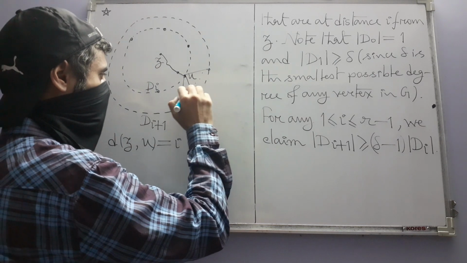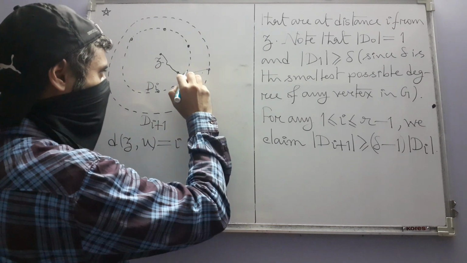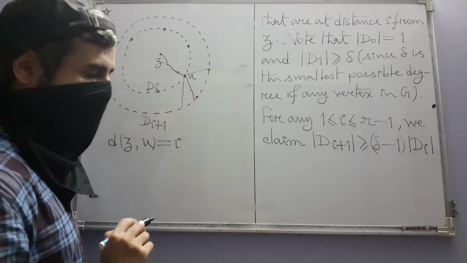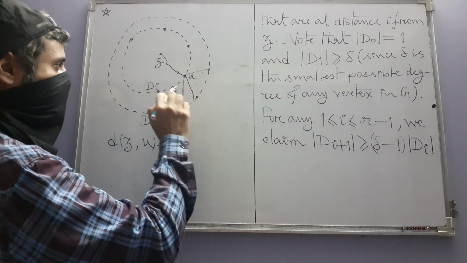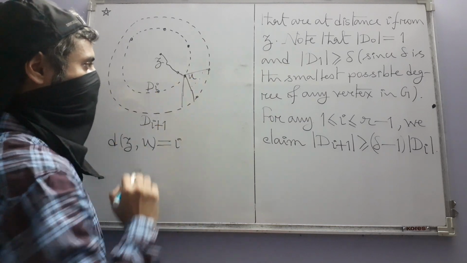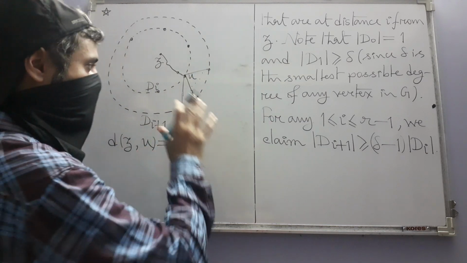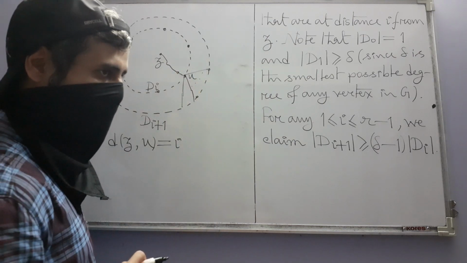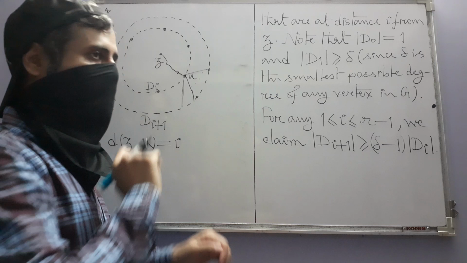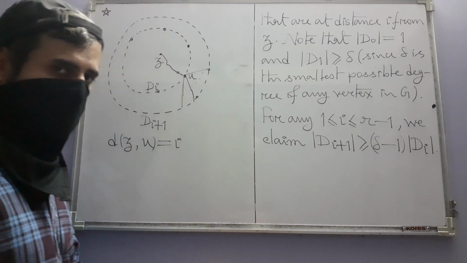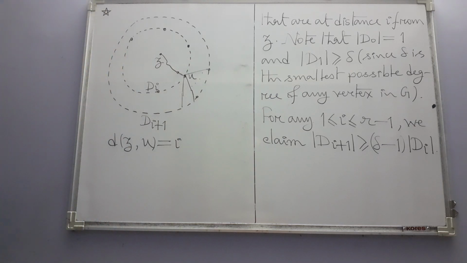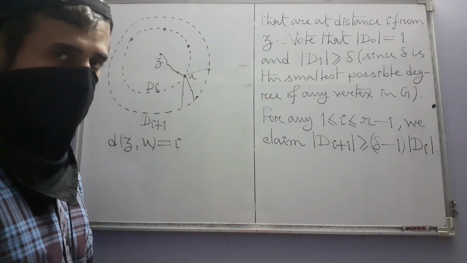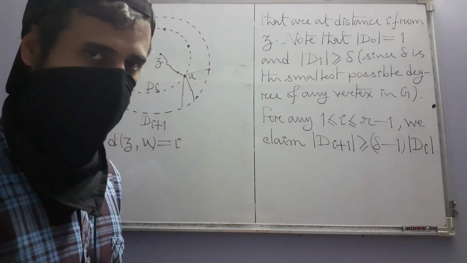But how many? We claim that, except this edge, which of course takes us back, all the other edges that are going to emanate from U, which are the edges that contribute the rest of the degree to U, will take us further away from Z. And that now we have to prove. Suppose that is not true.